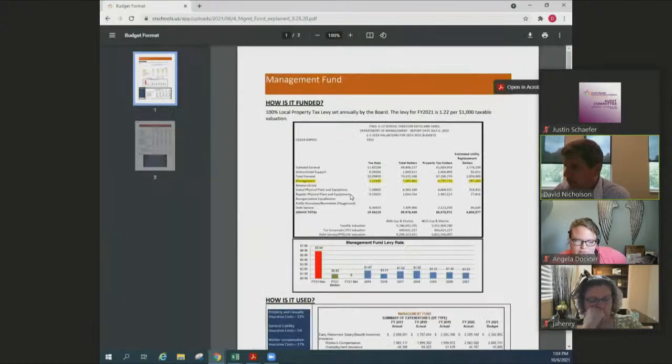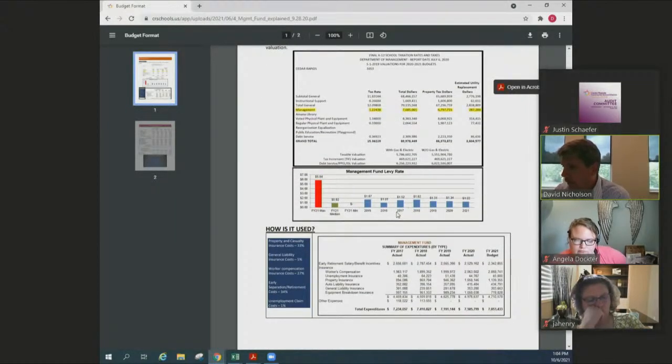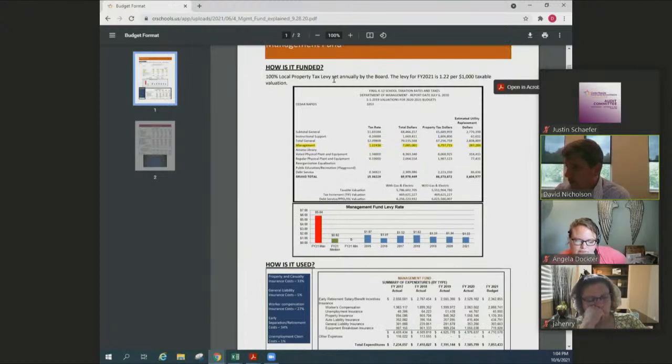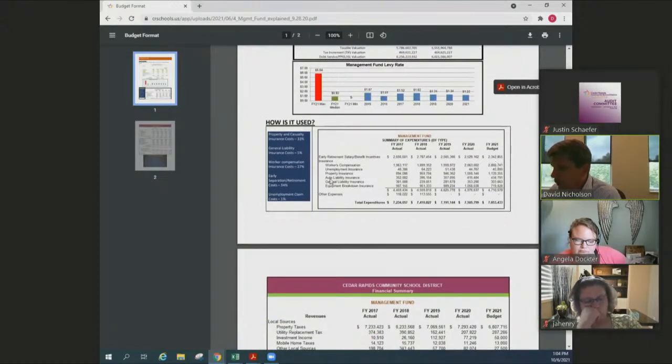We go to management fund. Like I said, we talked about what the management fund is used for. It's 100% property tax set by the board, and it's used for unemployment, property insurance, workers' compensation and early separation. Those are our main things that we use it for. You can see we spend about $2.5 to $2.8 million a year on early separation payments for staff that retire early.